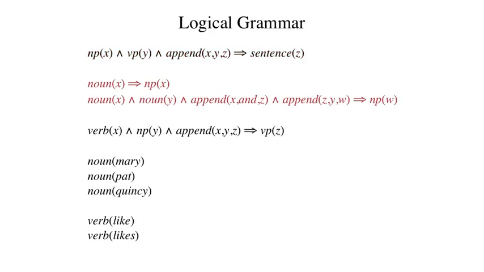A noun is a noun phrase. A noun followed by another noun, with and in between, is a noun phrase. A verb followed by a noun phrase is a verb phrase. Mary, Pat, and Quincy are nouns. Like and likes are verbs.